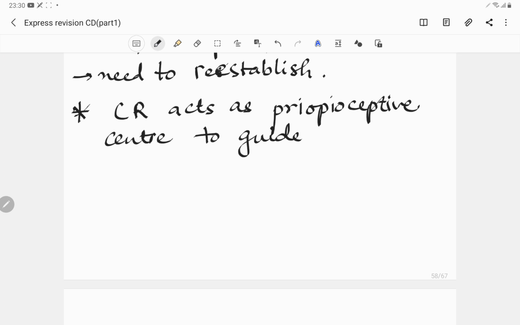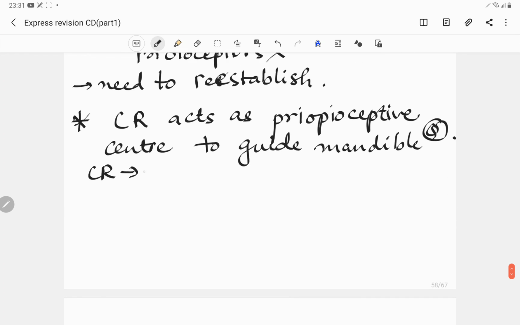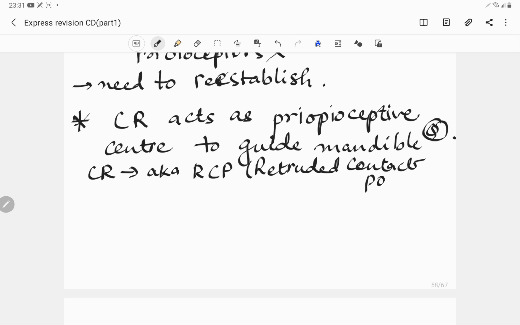So if the patient is having a good CR, there is no TMJ pain. If the CR is incorrect, the patient will complain of temporomandibular joint pain. So centric relation is also known as the retruded contact position, RCP, right?